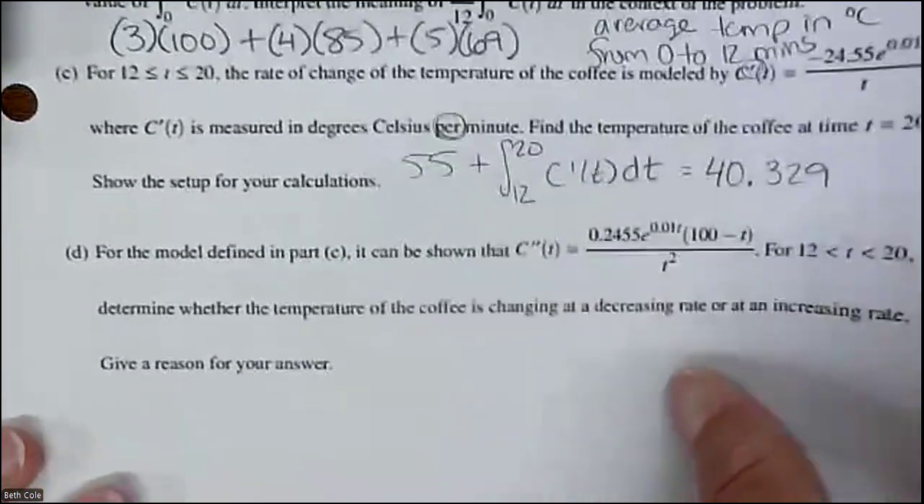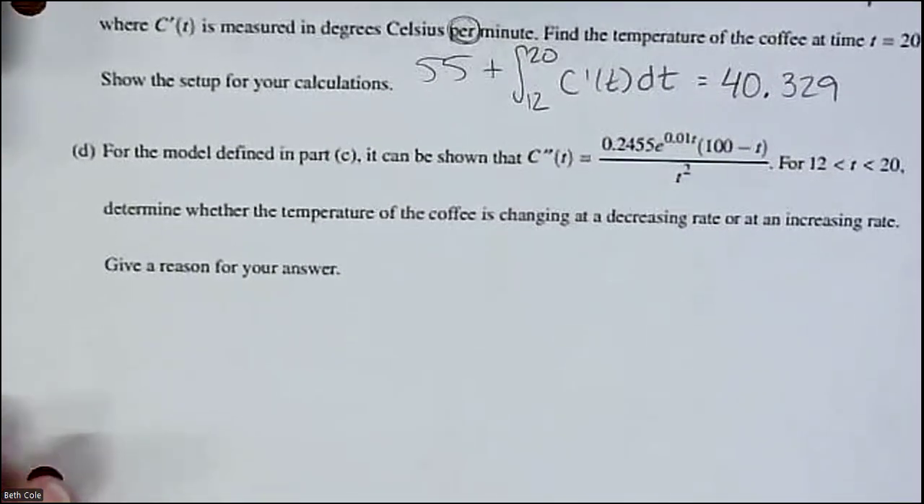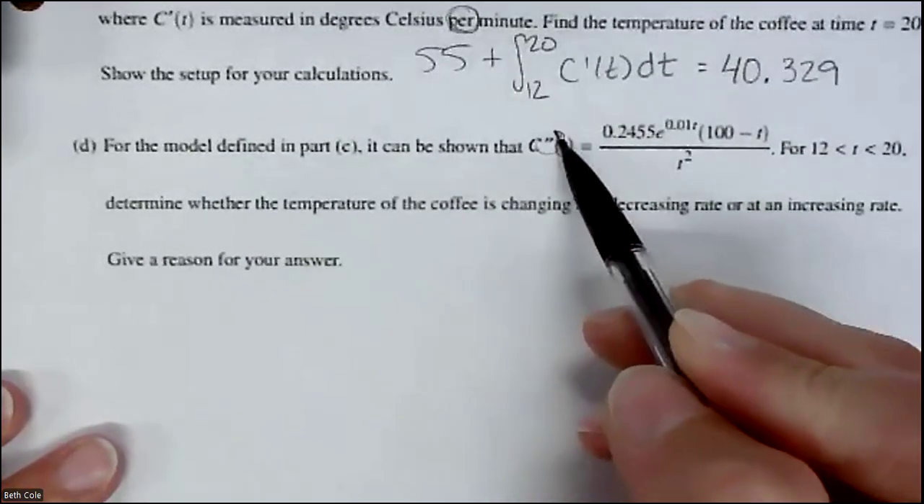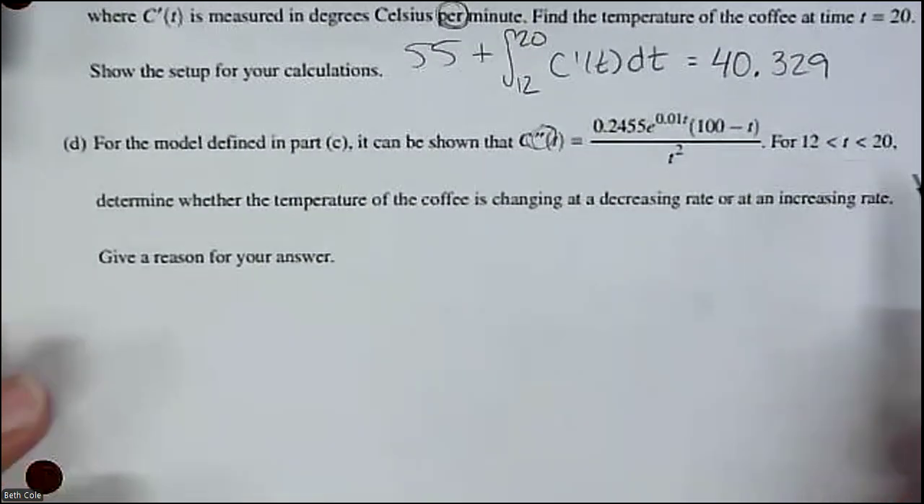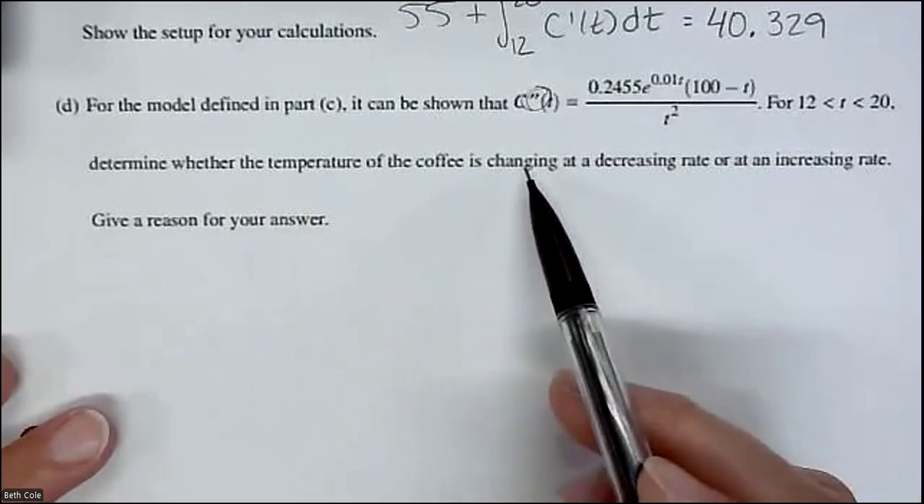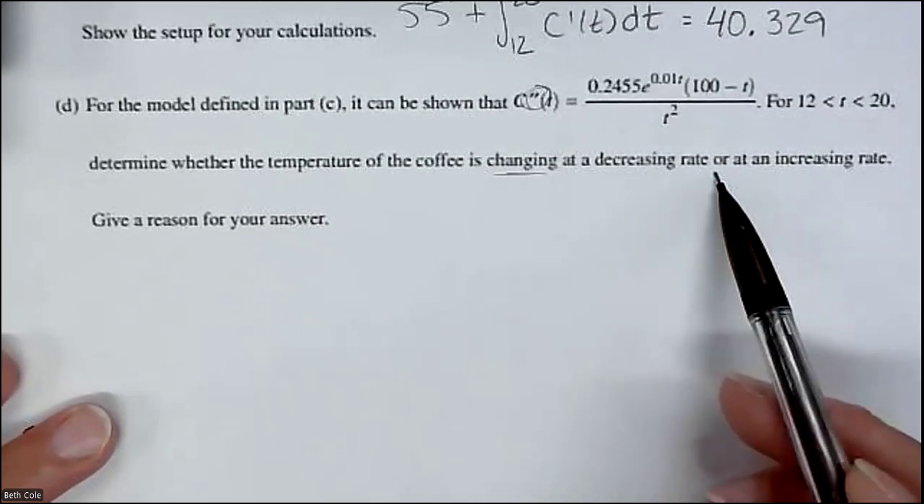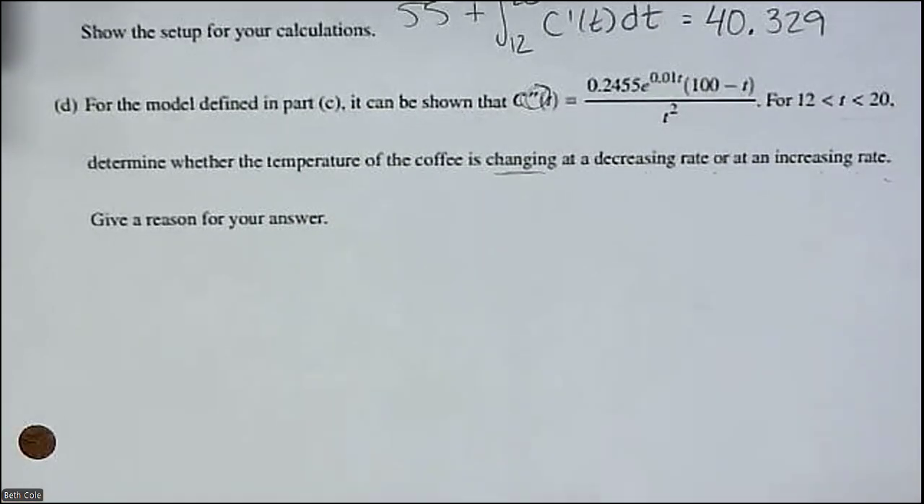All right, let's do part D, and then I'm going to have you guys try that last one. Now, this time they're giving us prime for 12 to 20. Determine whether the coffee is changing at a decreasing rate or an increasing rate. So 50-50. Give a reason for your answers.